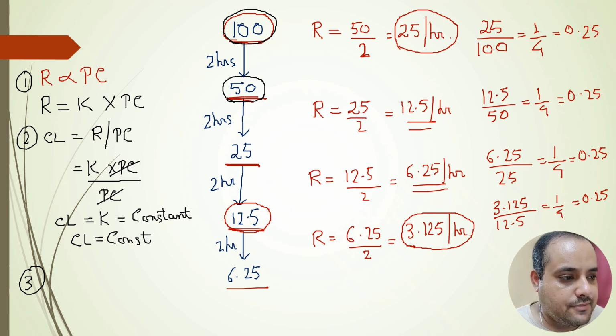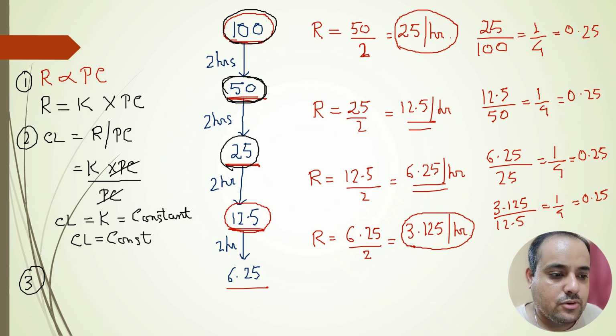Now if I start from 50 and the next 50% is 25, it has again taken 2 hours. From 25 to 12.5, again 50% loss, and it has taken 2 hours. From 12.5 to 6.25, again a 50% loss, and it has taken 2 hours. Right? So the half life is also constant.